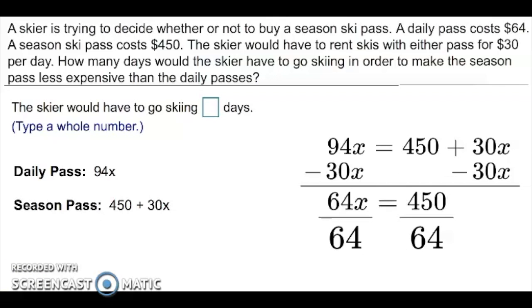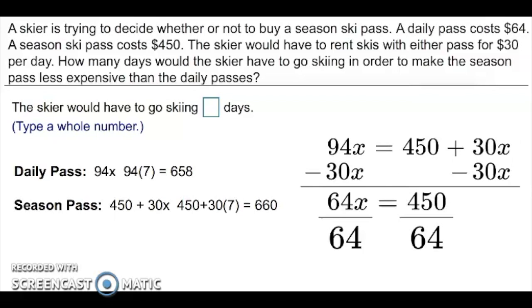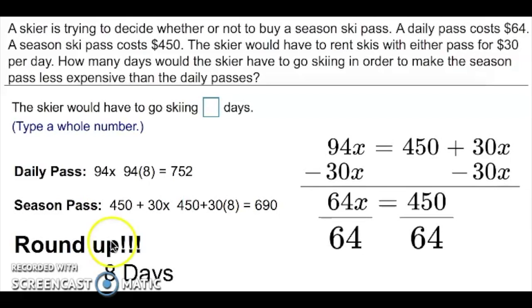Now I'm going to get a decimal. What I get is between 7 and 8. So now I can either round up to 8 or round down to 7. I round down to 7 and I substitute it in for x because those are my number of days. It costs more to get the season pass, and that's not what I want. So if I substitute an 8 by rounding up, we see it's cheaper to get the season pass. So the number of days the skier will have to go skiing in order to make the season pass less expensive will have to be 8 days. So that's going to be the answer.